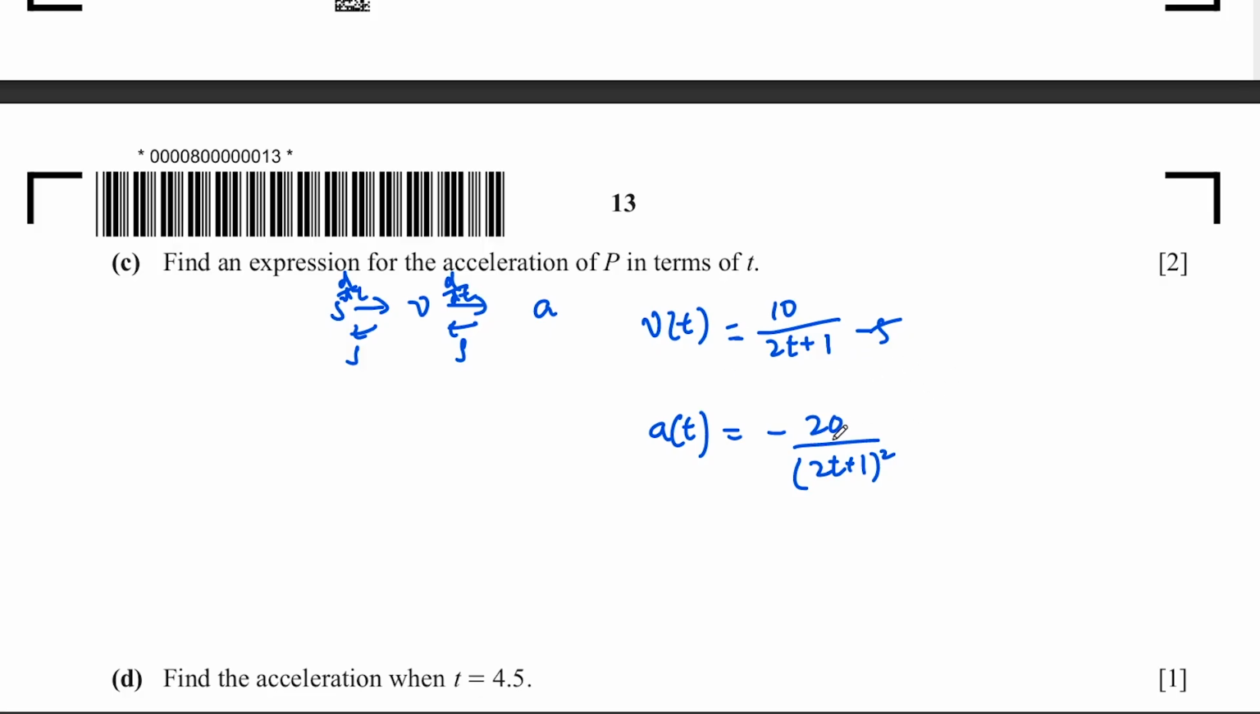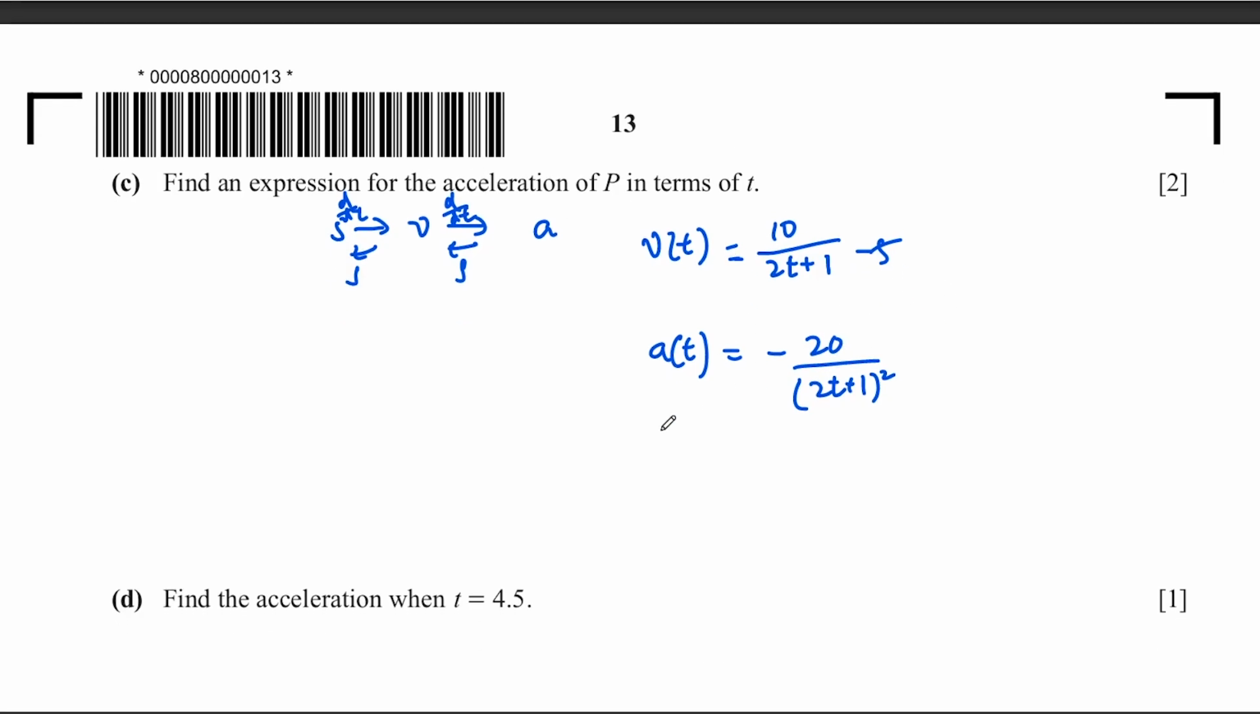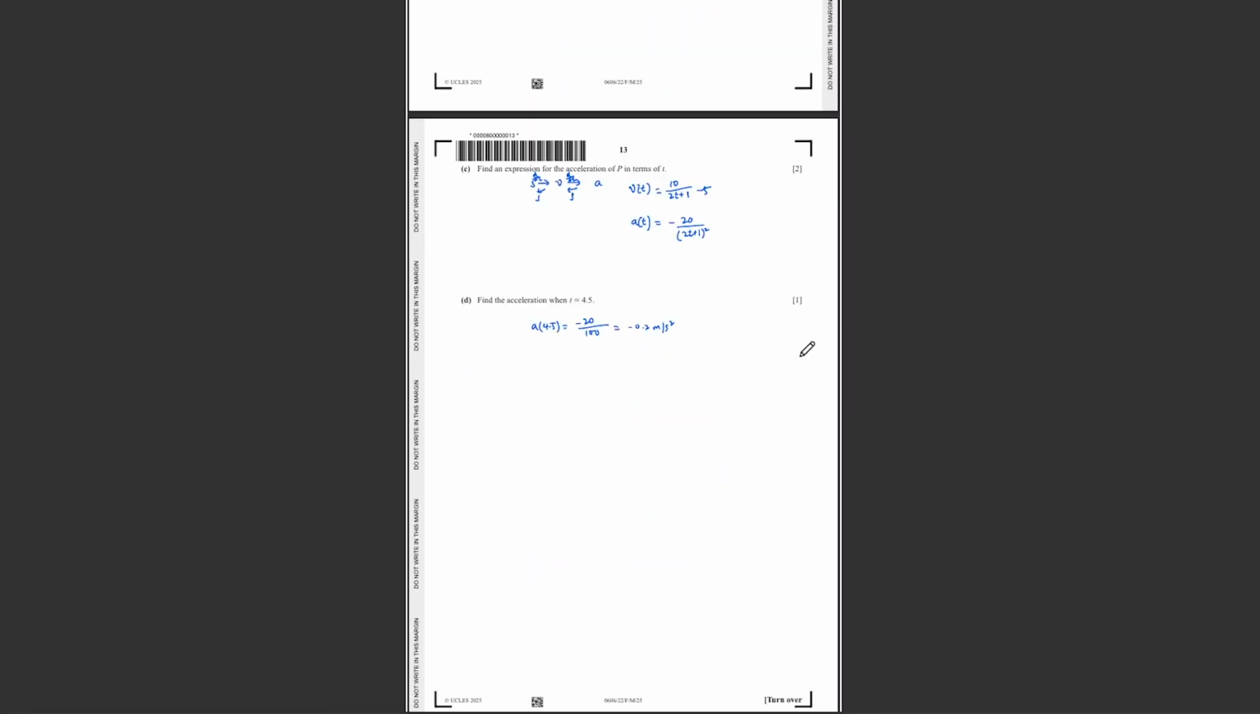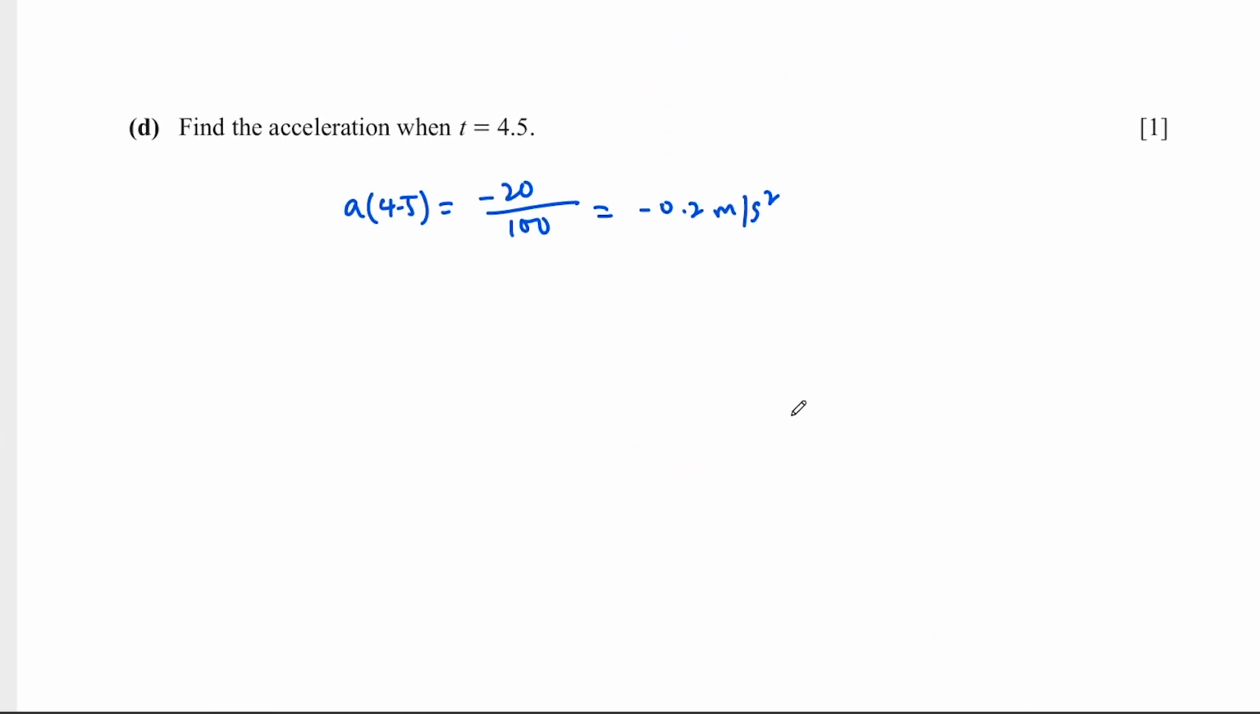And yep, that should be it. And now we want to find the acceleration when t is 4.5. So you can just substitute the values in. The unit will be meters per second squared.